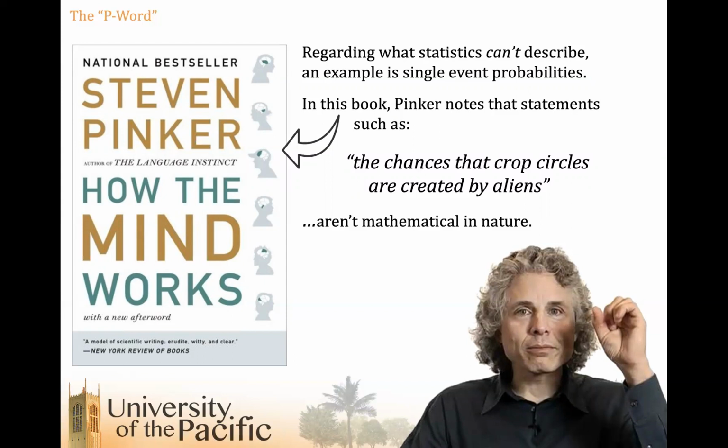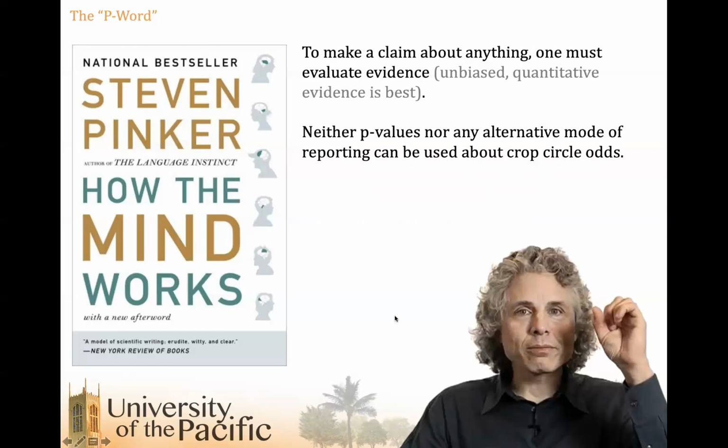Those are better left to Twitter and Instagram and Facebook and the National Enquirer. And questions like that are not mathematical. That's not scientific. You can't use a p-value for the odds of alien crop circles, or if it's just a bunch of drunk Westerners mashing down the corn crops. But p-values are really useful for everything else, everything that is mathematical in nature.